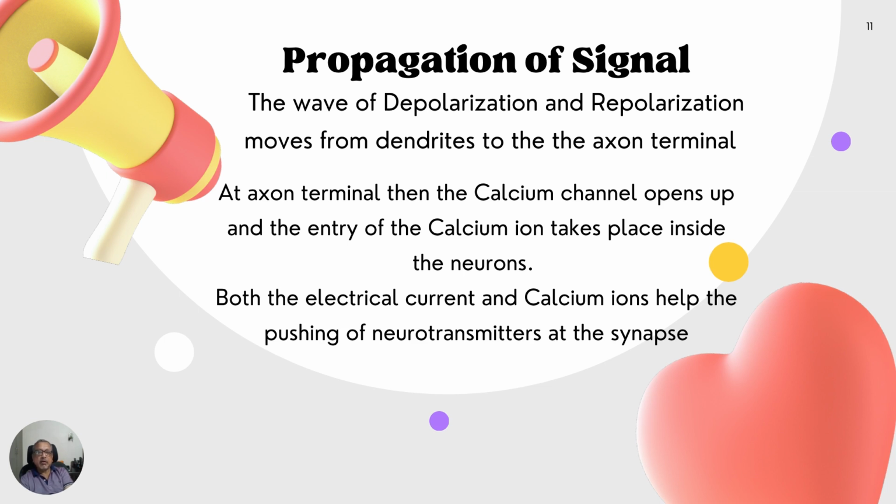Now let us understand how the signal propagates from one point of the neuron to the other point. The wave of depolarization and repolarization moves from the dendrite to the axon terminal, and at the axon terminal the calcium channels open up, and entry of calcium ions takes place. After this event, both the electrical signal and the calcium ions help the pushing of the neurotransmitter at the synapse.